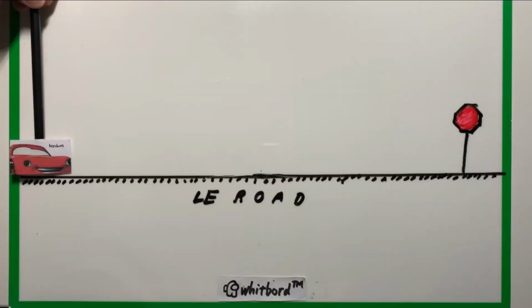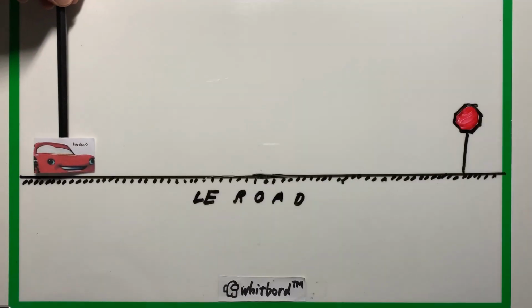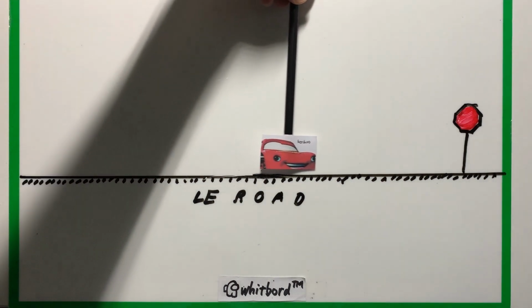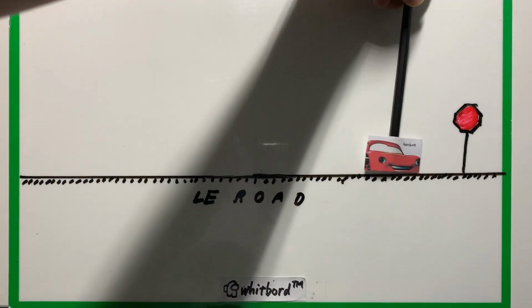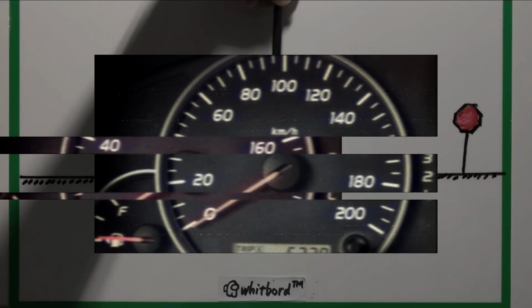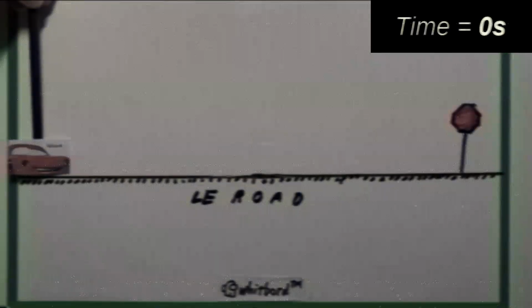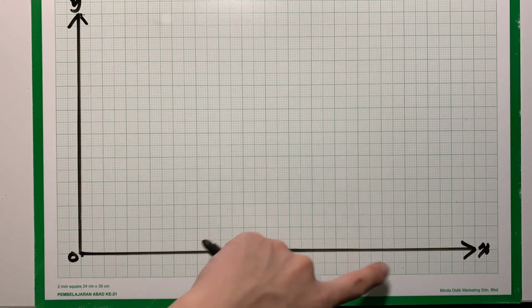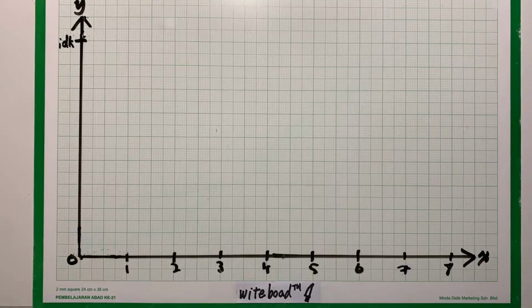Let's say this car is driving along a road. Vroom vroom vroom. Well, from the outside, we can't see the speedometer, but since we know the position at any given time, we can draw a graph on the XY axis, like this.